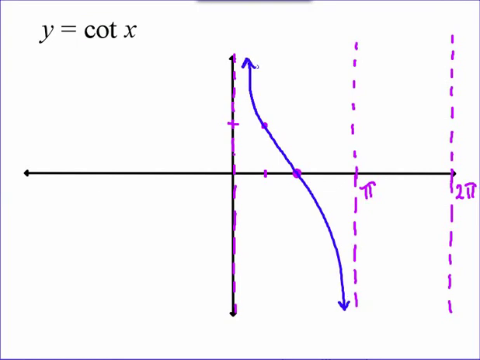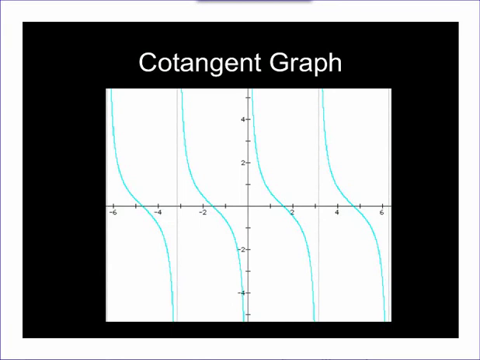So you don't actually have to keep doing points if you know the shape. If you know what the actual design is and you've got 2 points, you can basically just figure it out. So that's the graph of cotangent. Here's what it looks like on graphing software, real similar to what we just got done doing. Those vertical lines, remember, are asymptotes.